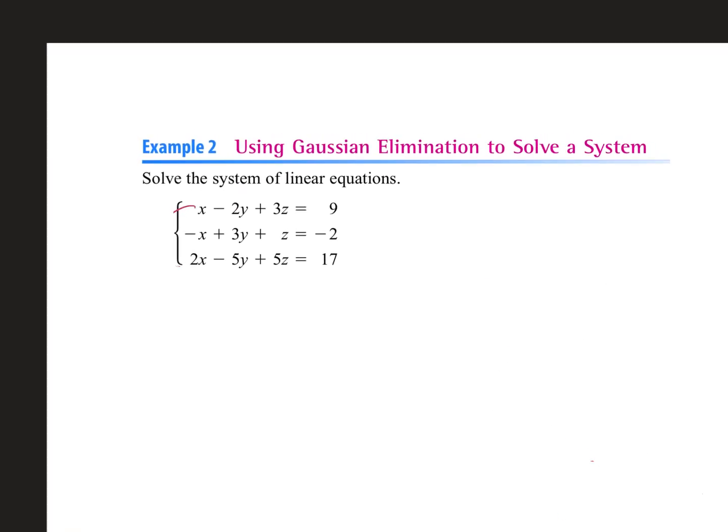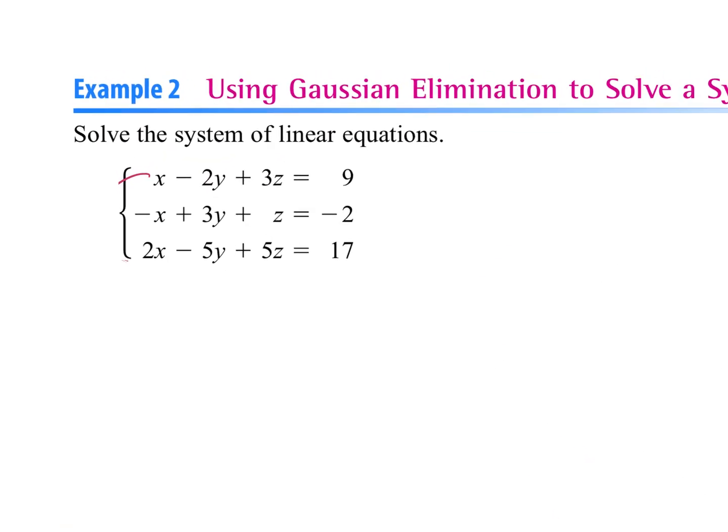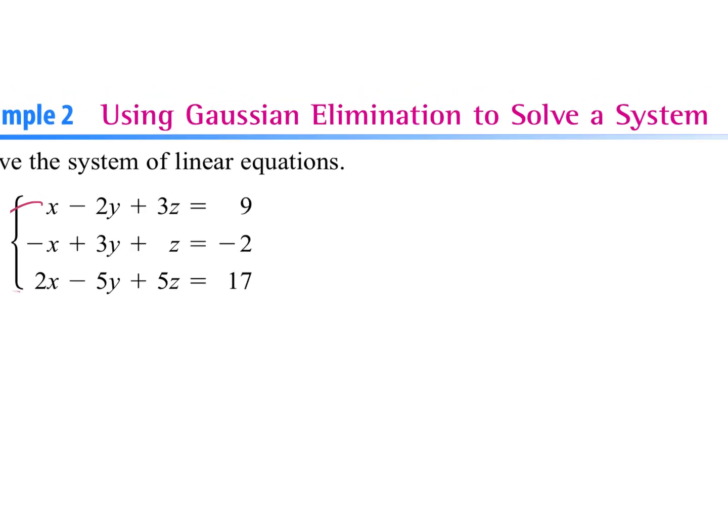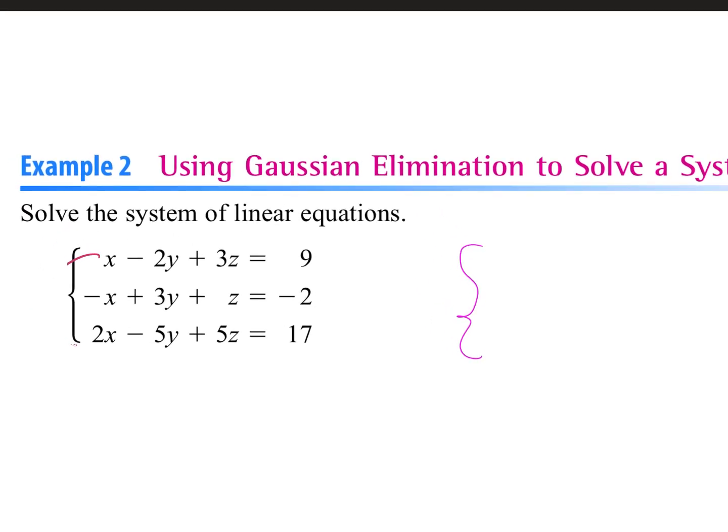I'm going to start off like this. I have 3 equations, 3 variables. We want to get it into row echelon form. So my first step is to say, okay, I want my first equation to start off with a positive 1x. It does, so I'm just going to rewrite that equation. So I have x minus 2y plus 3z equals 9.